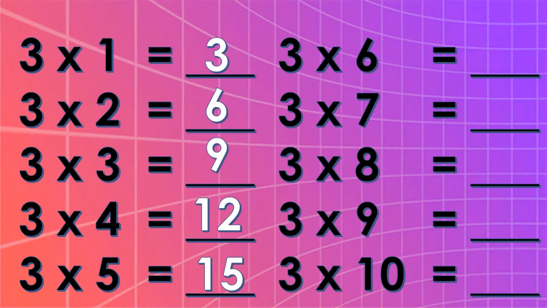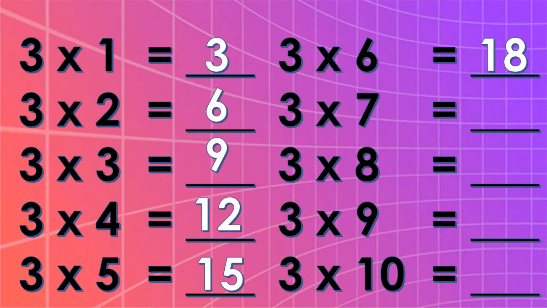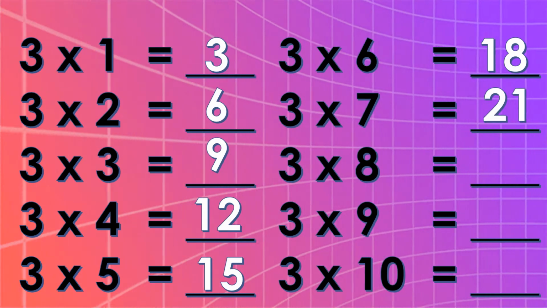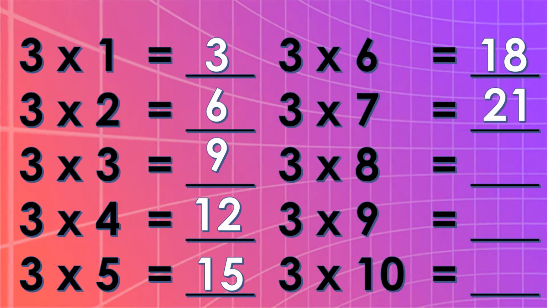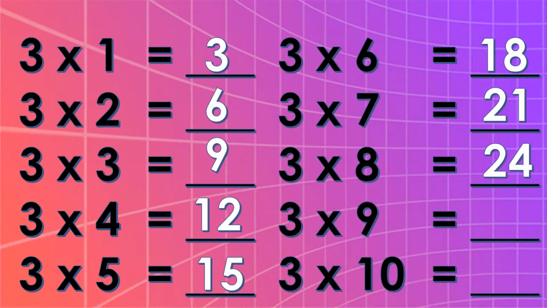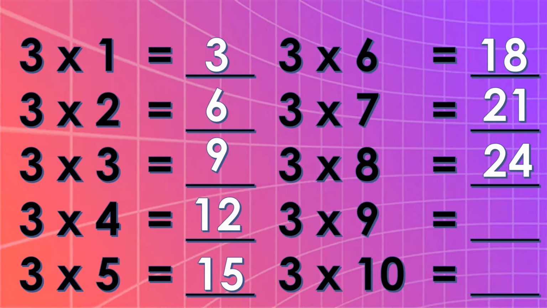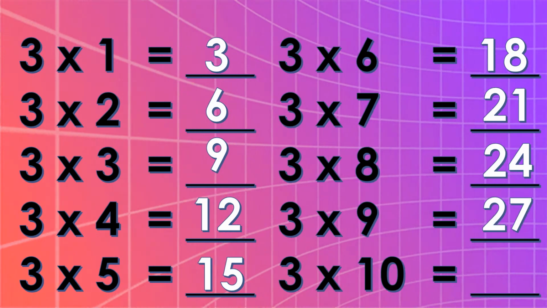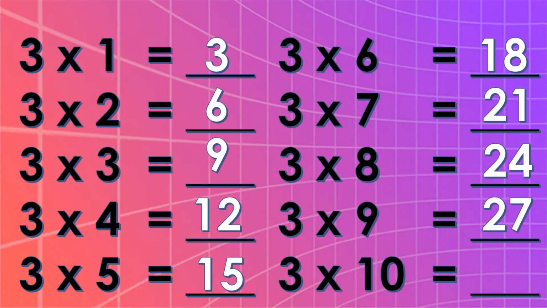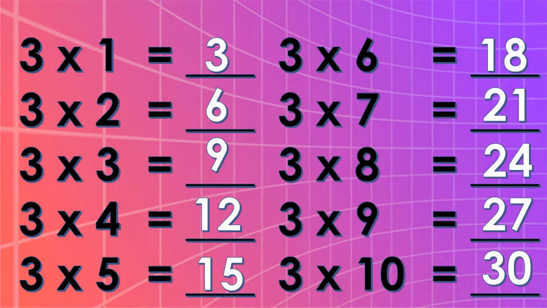Exactly. 3 times 6 is 18. Correct. 3 times 7 is 21. Fantastic. 3 times 8 is 24. Amazing. 3 times 9 is 27. Correct. And lastly, 3 times 10 is 30. Very good. So, fantastic class.